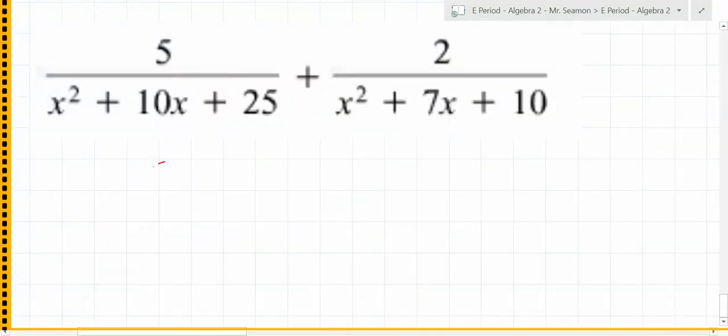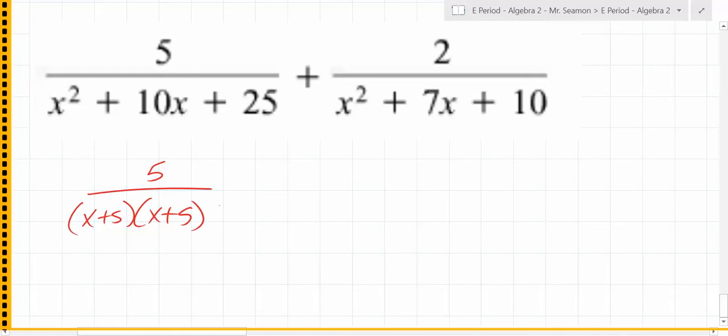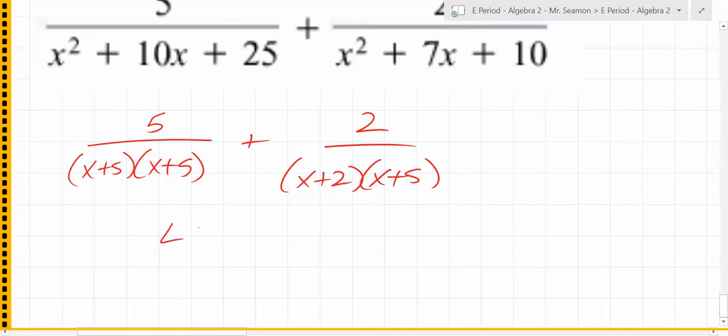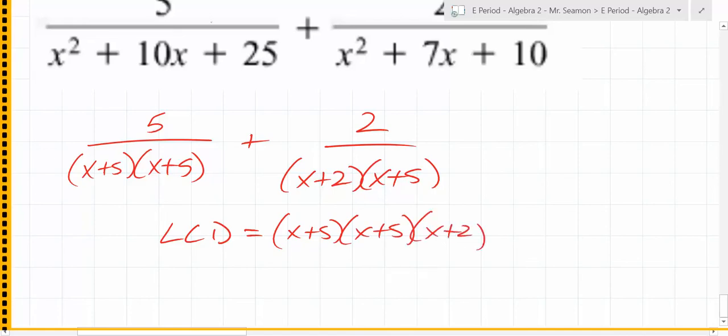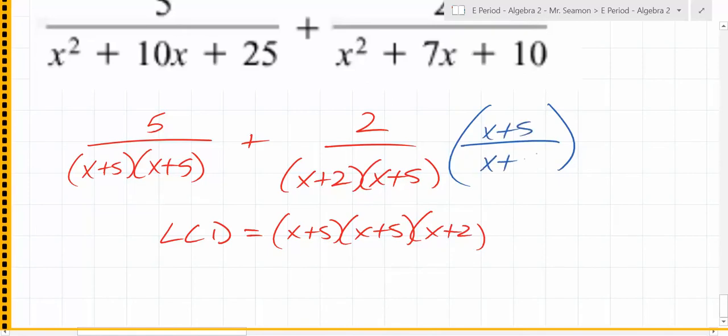What does the first one factor into? 5 over what? X plus 5. And what's the next one factor into? X plus 5. Good. So Zoya, can you tell me what the least common denominator is? X plus 5 times x plus 5, times x plus 2. Excellent. So what do you multiply this fraction by, Zoya? What's missing? X plus 5 over x plus 5. Yep, gotta say the whole thing.